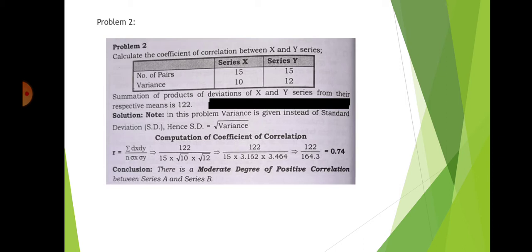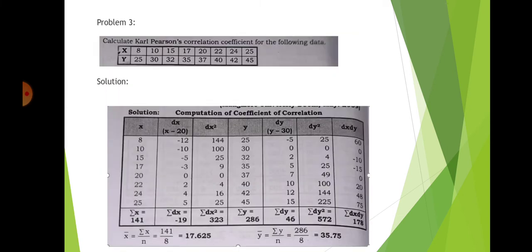If the value is nearing 1, there is perfect positive correlation. You can write, or negative also is there. The value always is between -1 and +1. Now, the next problem is to find Karl Pearson's coefficient of correlation.